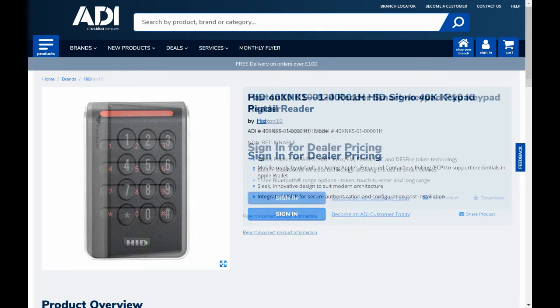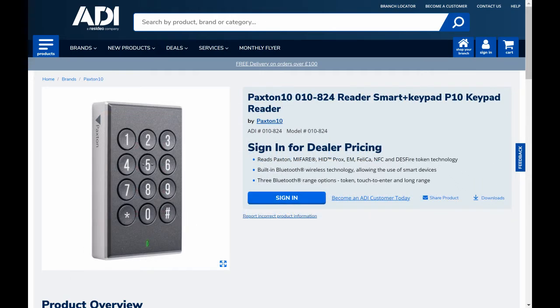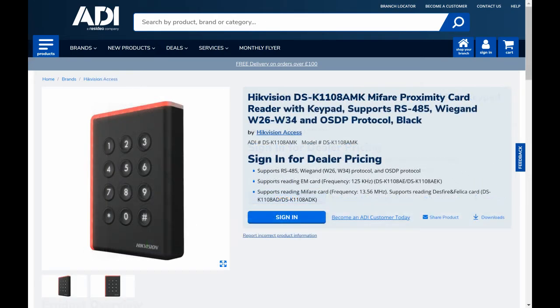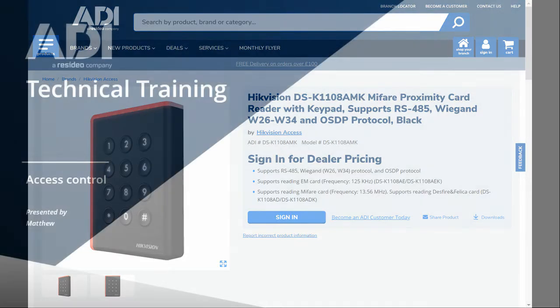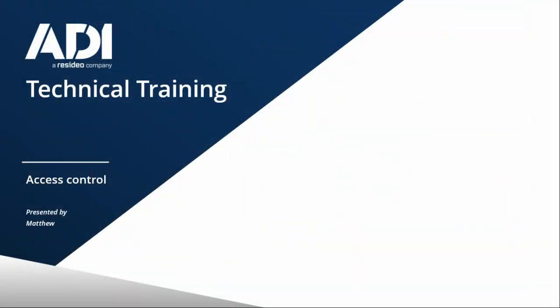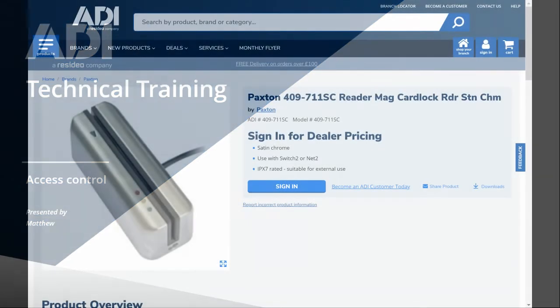Some have built-in spy shields. Some are internal, some are external. But when it comes down to it, they all do the same thing. You punch in a number, and it unlocks the door. Very simple to use. Moving on from that, you have the card reader.